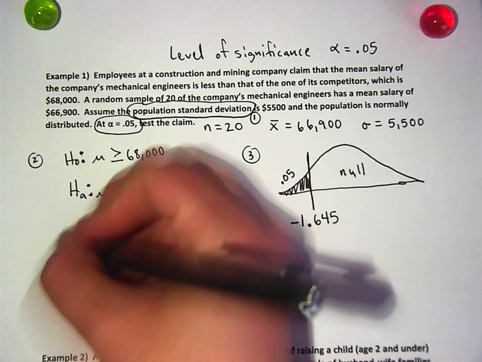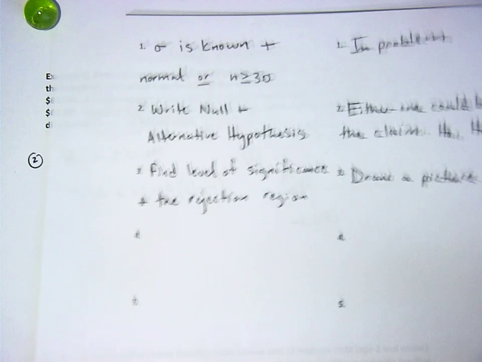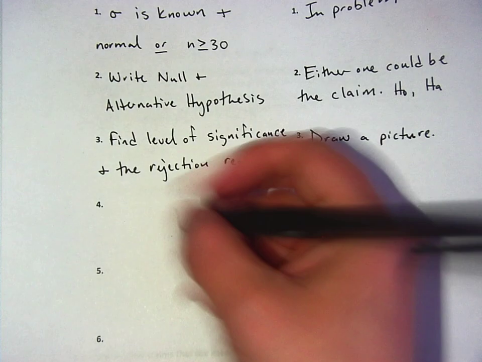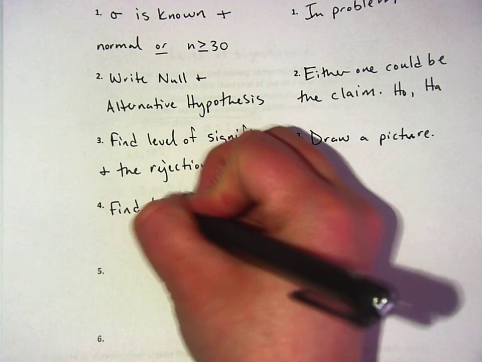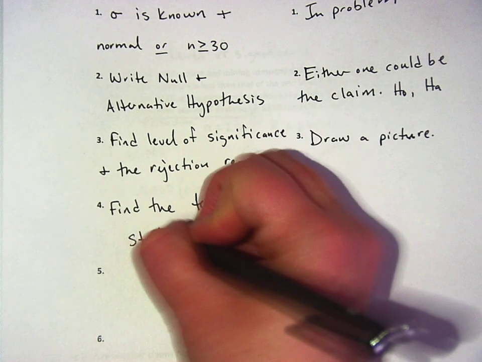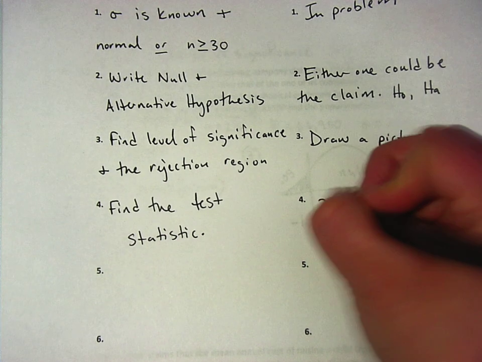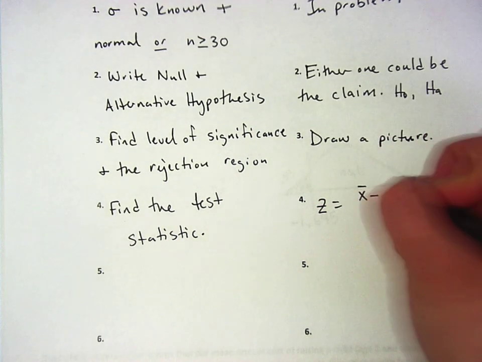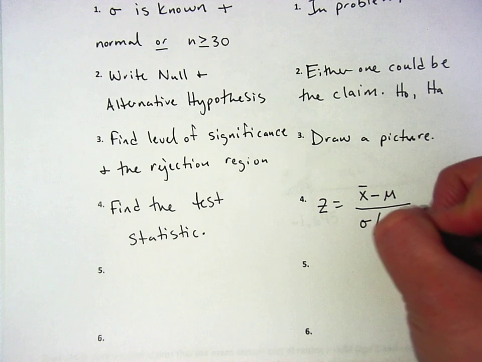Okay, so x minus mu over sigma, except it's x minus mu divided by sigma divided by the square root of n, central limit theorem. Next up, find the test statistic. This is what we're comparing to our rejection region. This is z equals x bar minus mu over sigma divided by the square root of n.